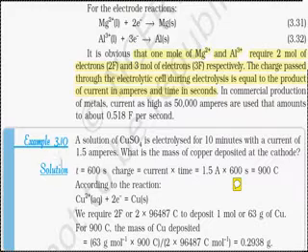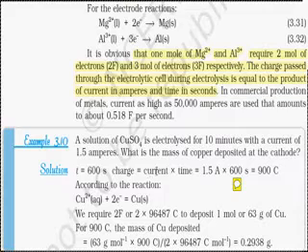Now example 3.10. A solution of CuSO4 is electrolyzed for 10 minutes with a current of 1.5 amperes. What is the mass of the copper deposited at the cathode? Now over here it is given t is equal to 10 minutes. Now 10 into 60 will be equal to 600 seconds. So t is equal to 600 seconds.